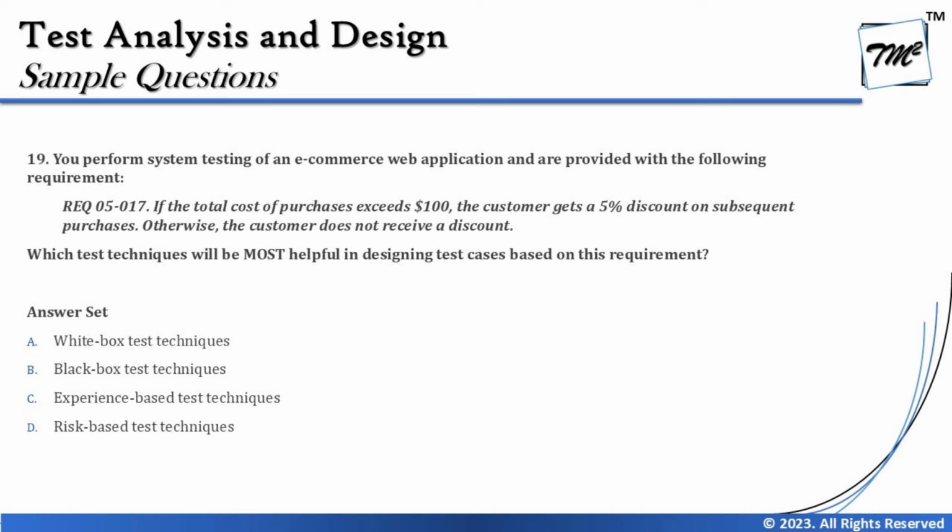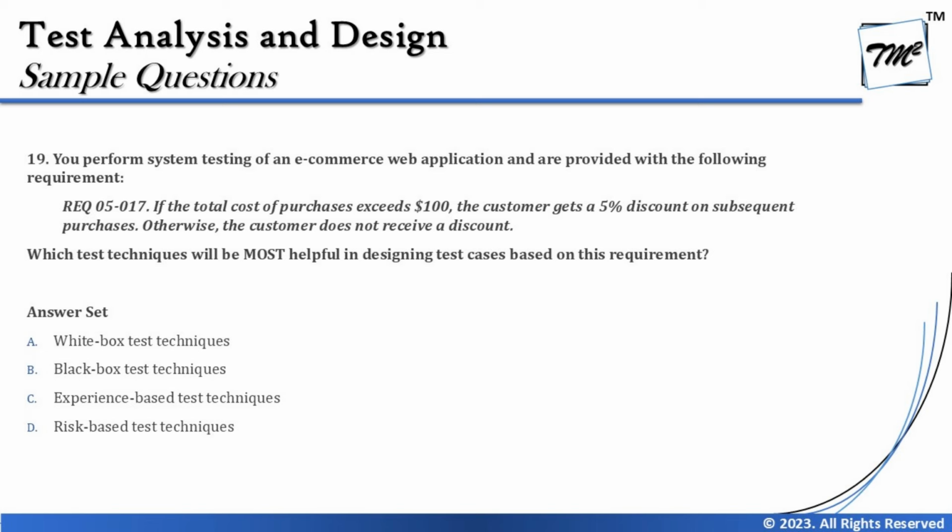Question number 18 says, that's 19. You perform system testing of an e-commerce web application and are provided with the following requirement. Requirement ID 5017: if the total cost of purchases exceeds $100, the customer gets a 5% discount on the subsequent purchases. Otherwise, the customer does not receive a discount. Which test technique will be most helpful in designing the test cases based on this requirement?